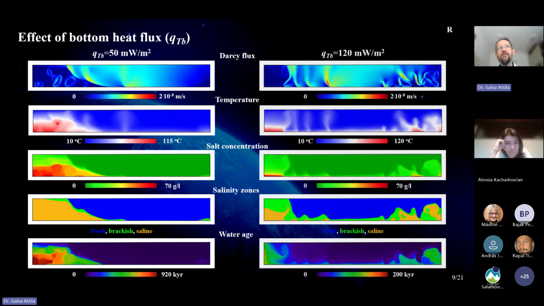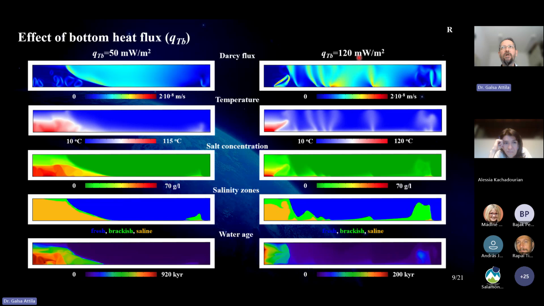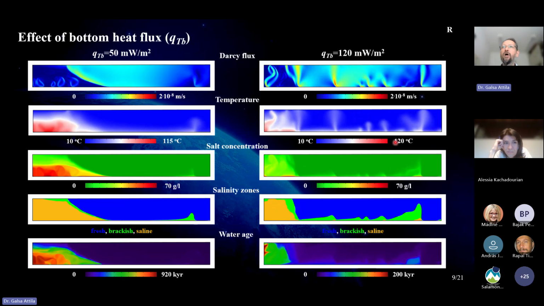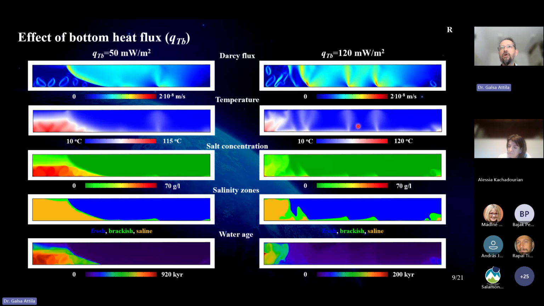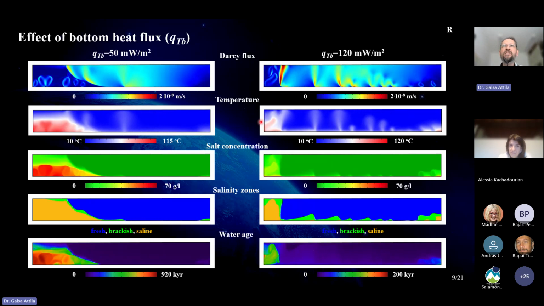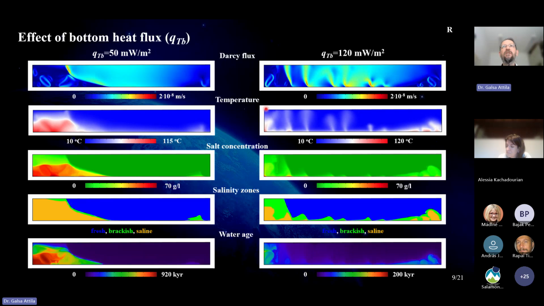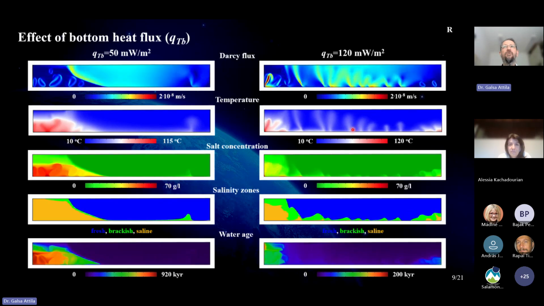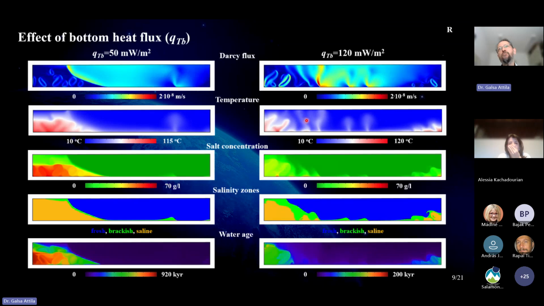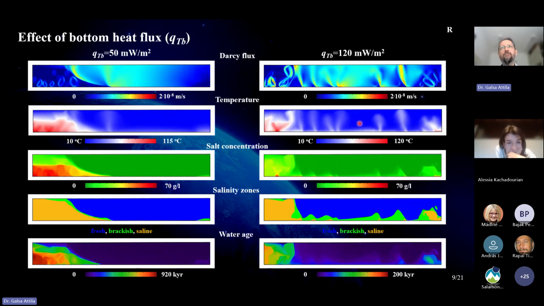On the other hand, when the bottom heat flux is as high as 120 milliwatts per square meter, the thermal upwellings are so strong that they are able to destroy, to disintegrate the thermohaline dome beneath the discharge zone. And they are drifting toward the discharge zone due to topography-driven forced convection.